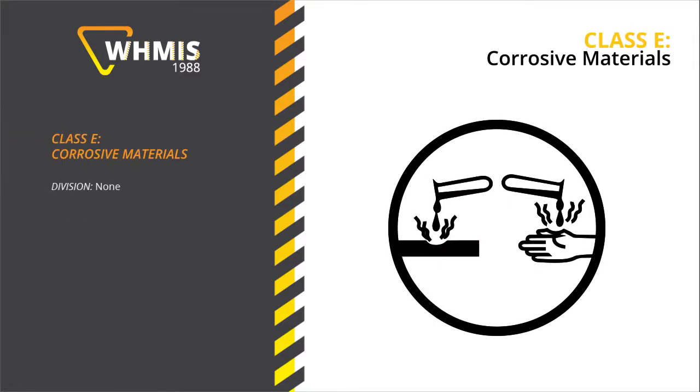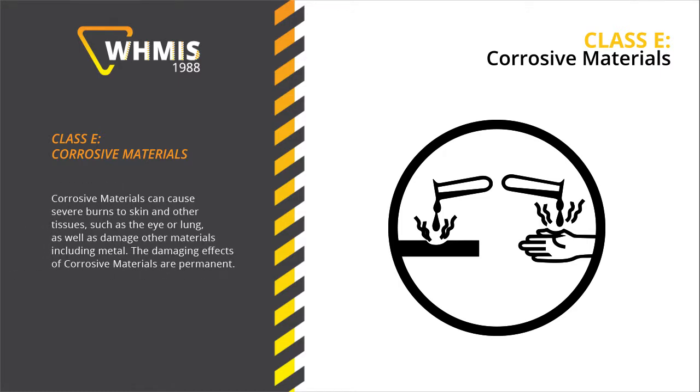The fifth classification is Class E, corrosive materials. The hazard symbol is two test tubes pouring liquid on a bar and a hand with lines coming off of them inside a circle. Corrosive materials can cause severe burns to skin and other tissues, such as the eye or lung, as well as damage other materials, including metal. The damaging effects of corrosive materials are permanent.